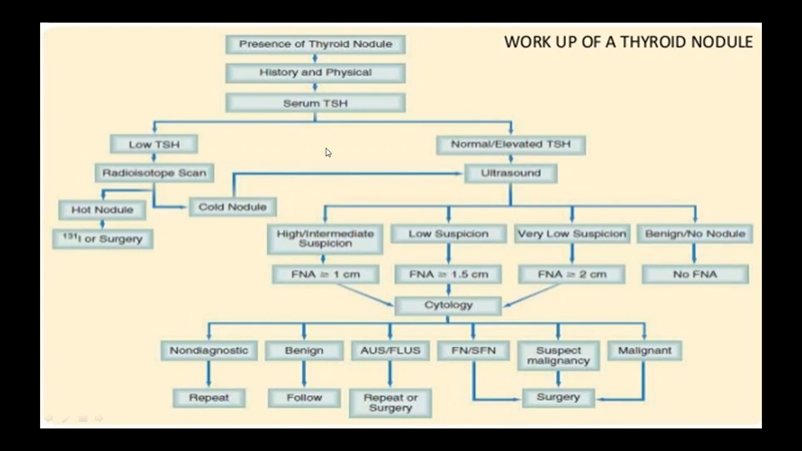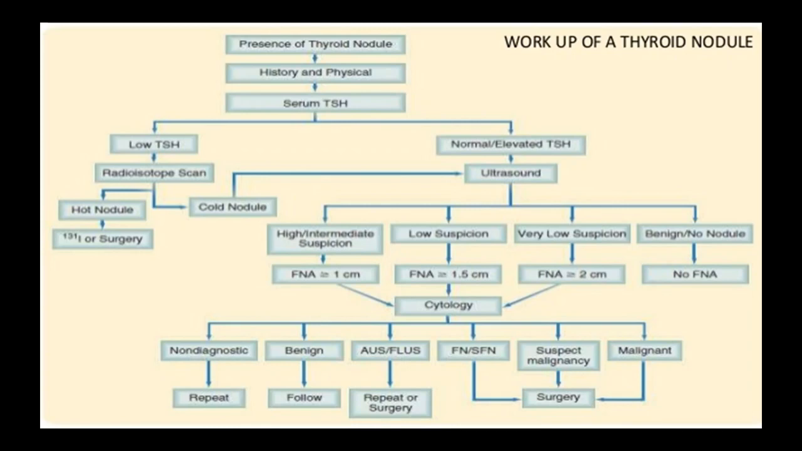Okay, this is the workup. If there is a thyroid nodule, initially do history and physical examination, then you should do TSH. If it is low, that is hyperthyroidism. You can do a radioisotope scan, and depending upon if it is a hot or cold nodule: if it is a hot nodule, you do iodine ablation or surgery. If it is a cold nodule, again you should do an ultrasound. Why? Because the incidence of malignancy is more for cold nodule.